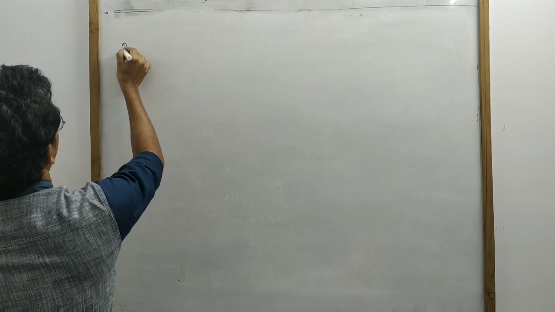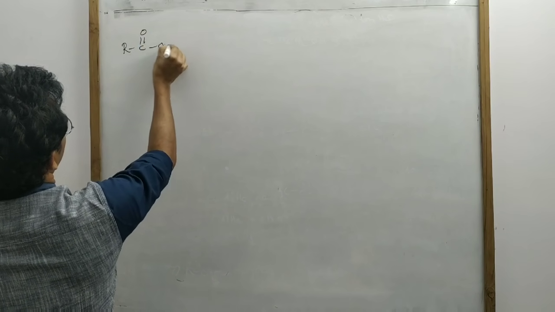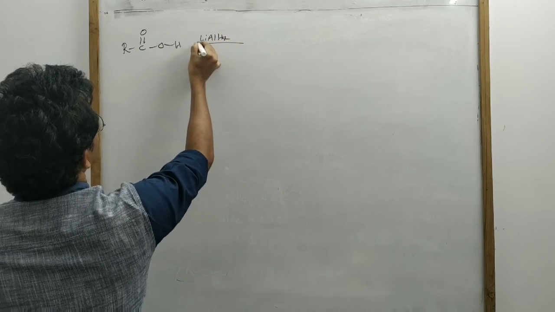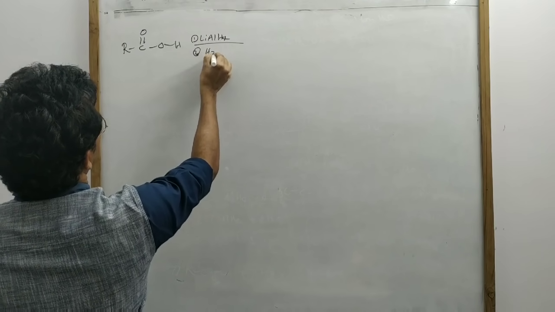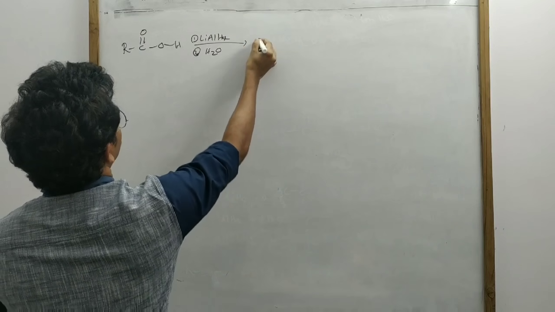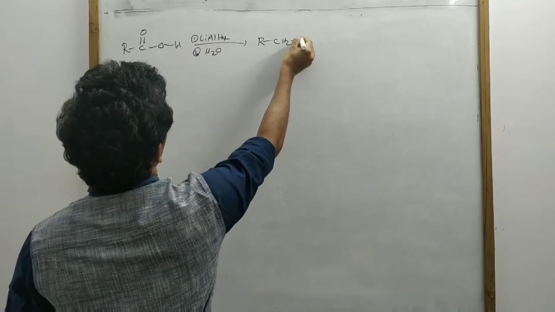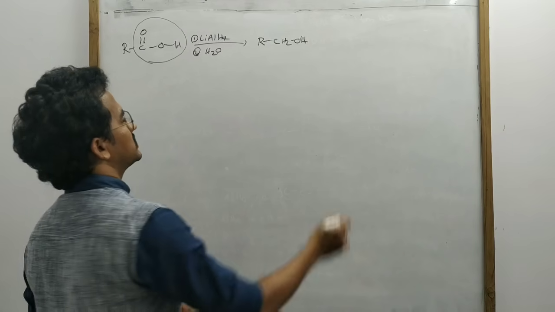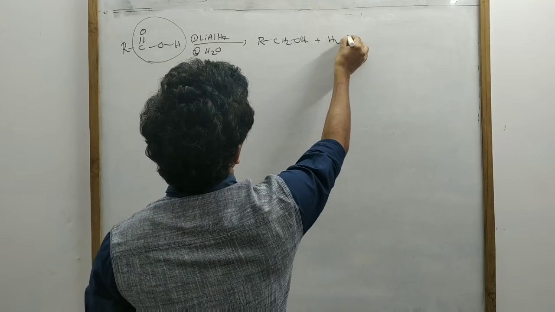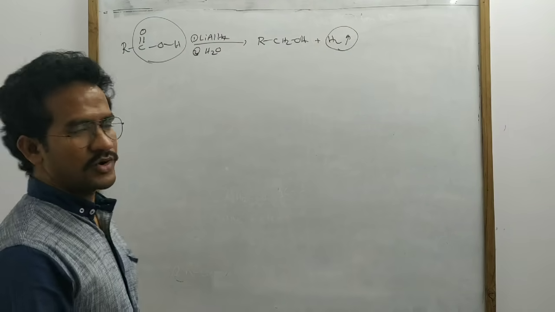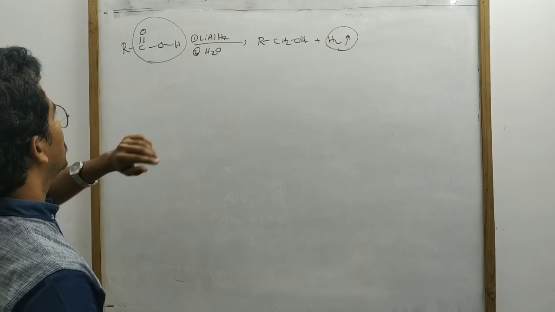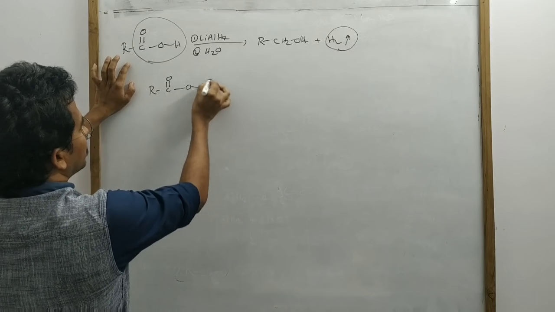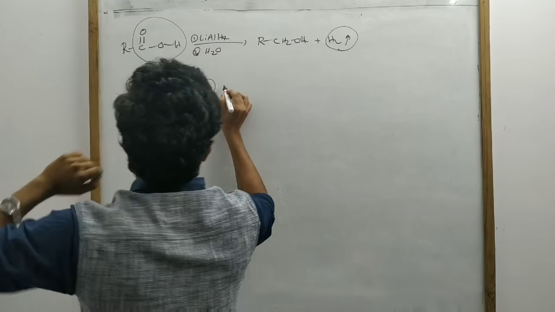And next, with the carboxylic acid: LiAlH4 followed by hydrolysis. In this case, again the product is CH2OH. But here H2 gas is also produced. Why is H2 gas produced? Because this carboxylic acid group contains an acidic hydrogen.